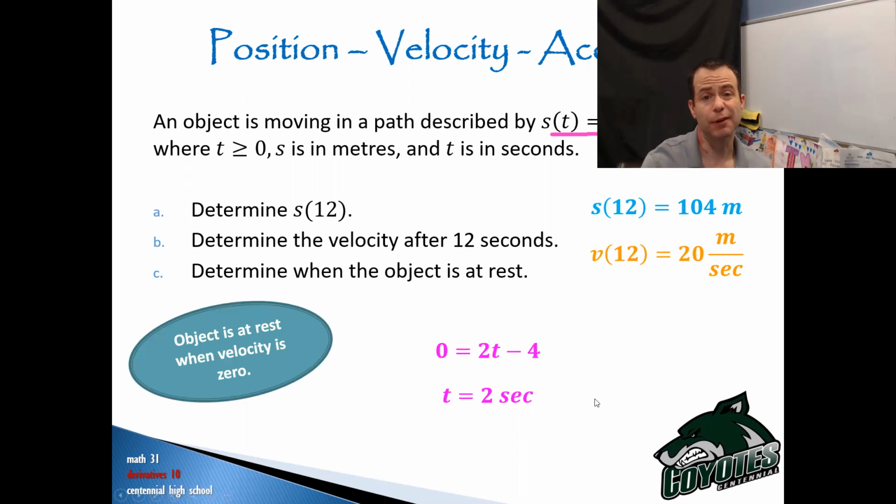Why is an object at rest? It could be that it stopped. More often, it's that it's right at that instant changing direction, okay?